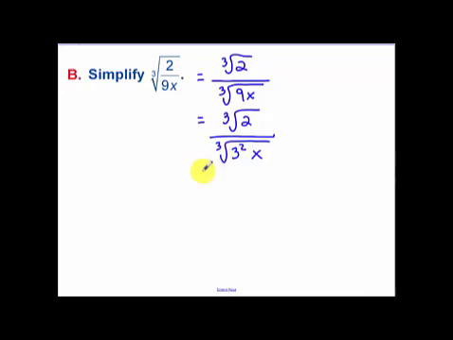To clear that root in the bottom, we need to have 3 to the 3rd power underneath there. How do I get another 3 to the 3rd power? I just multiply by another 3, because then I can combine those to get 3 to the 3rd power. I have to do the same thing on the top and the bottom. This x here needs to be x to the 3rd power. I only have 1, so I need to add in another 2.